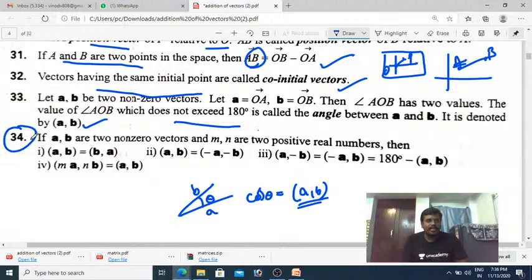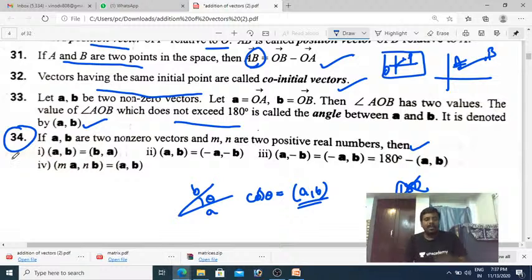Now 34 is, if A, B are 2 non-zero vectors and m, n are 2 positive real numbers, then, when the angle between them is not 180 degrees, meaning it should not be a straight line like this, it is not 180, both have less than 180, only then can we write the ordered pair of AB.